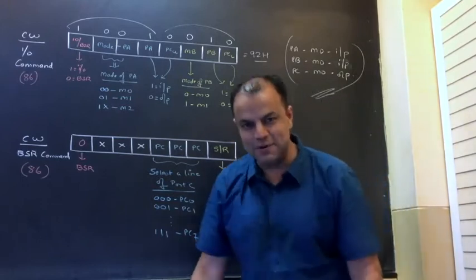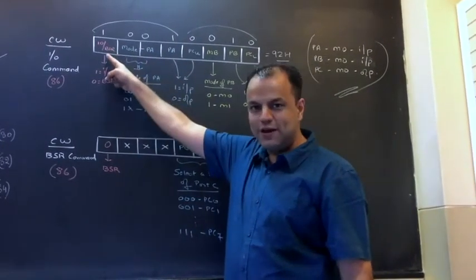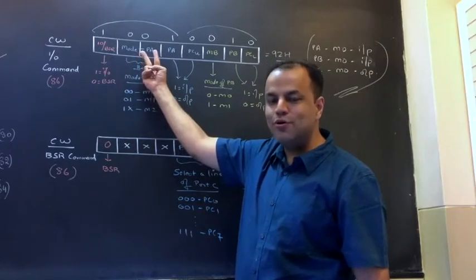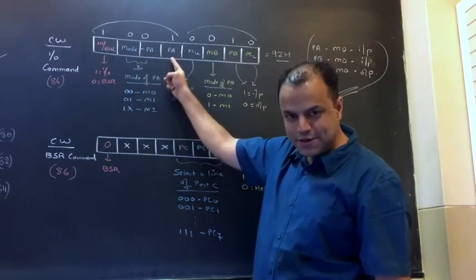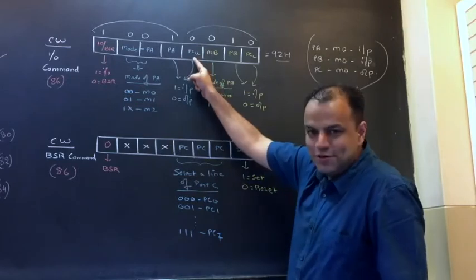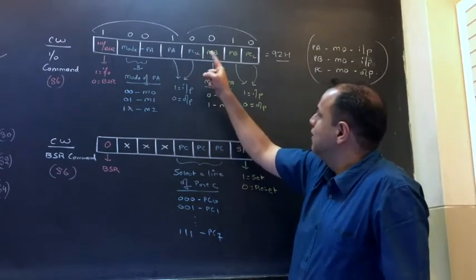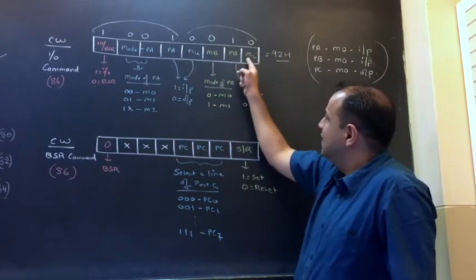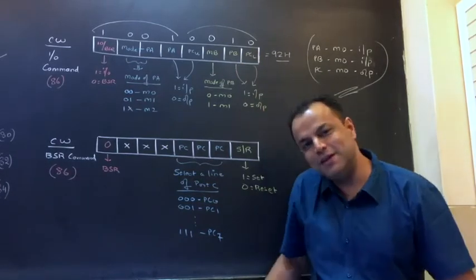So let's just have a 1 minute recap. This bit is 1 to indicate that it's an IO command. These two bits decide the mode of port A, the direction of port A, the direction of port C upper, the mode of port B, the direction of port B, and the direction of port C lower. Did you understand?